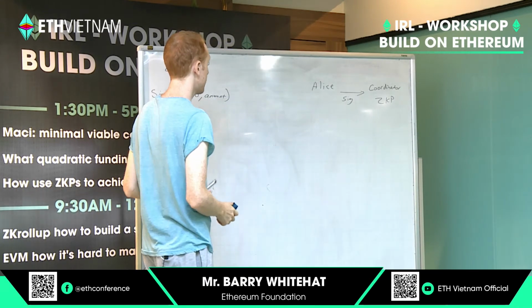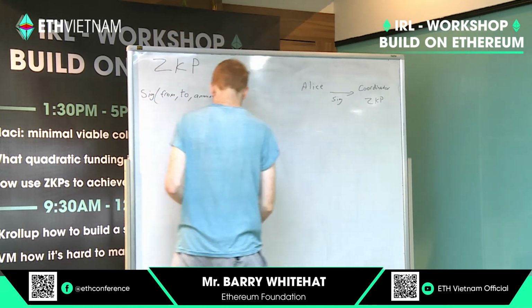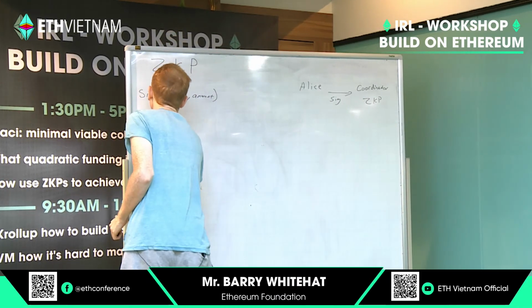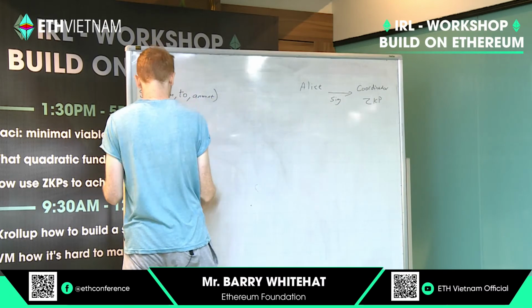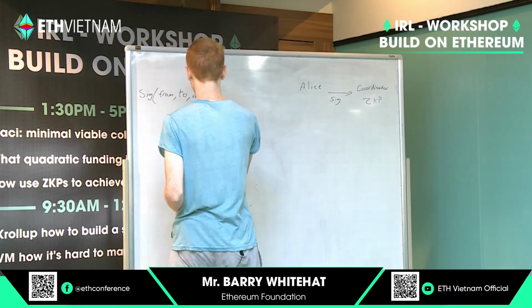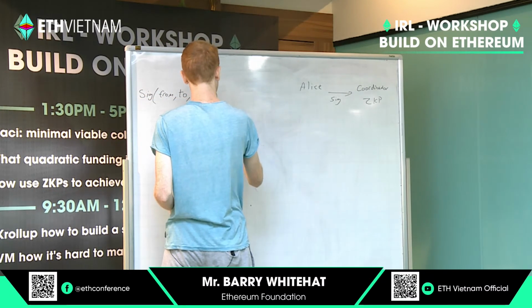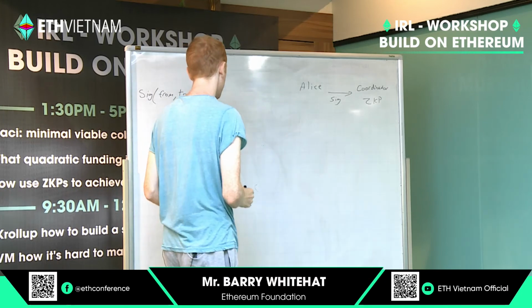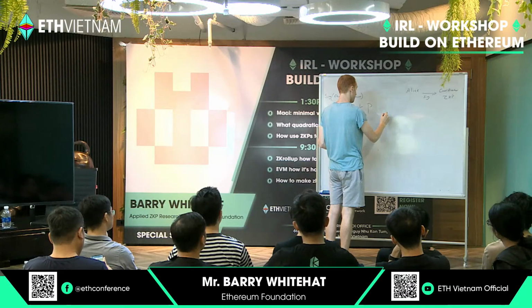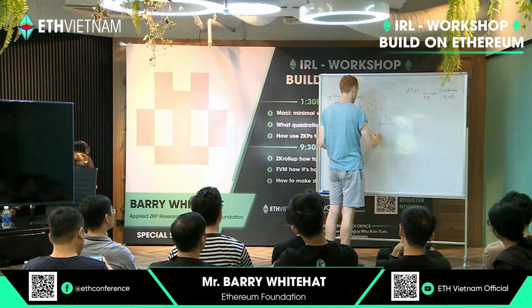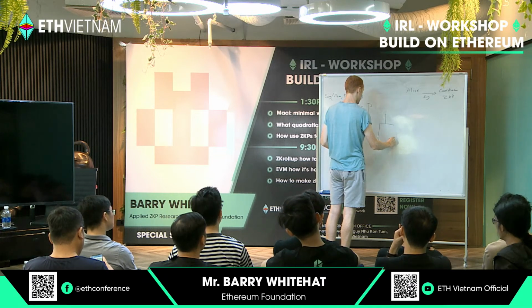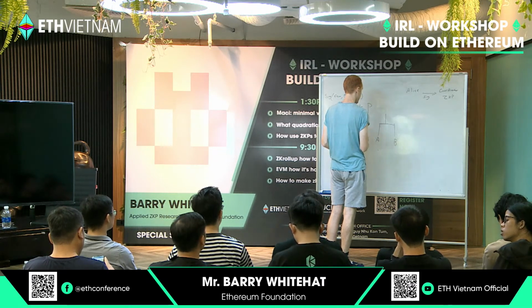So we have our signature. Alice sends it to the coordinator, and our coordinator is now going to make our zero knowledge proof. So basically, we have a Merkle tree with Alice's leaf and Bob's leaf, and we have our signature.